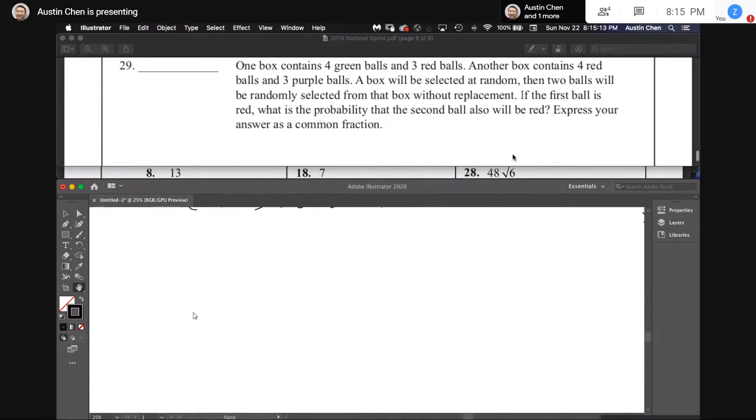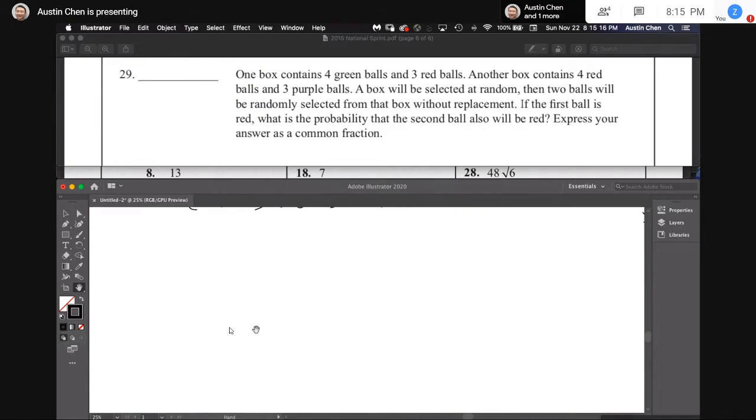Number 29. One box contains 4 green balls and 3 red balls. Another box contains 4 red balls and 3 purple balls. A box will be selected at random. Then 2 balls will be randomly selected from that box without replacement. If the first ball is red, what is the probability that the second ball will also be red? Express your answer as a common fraction.